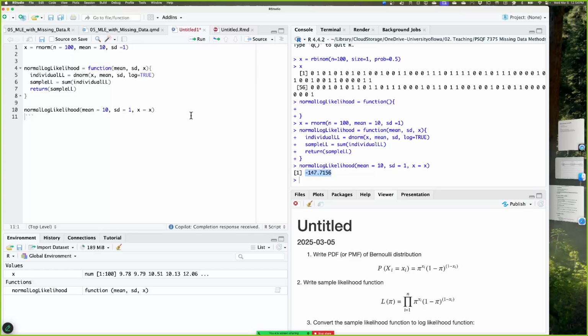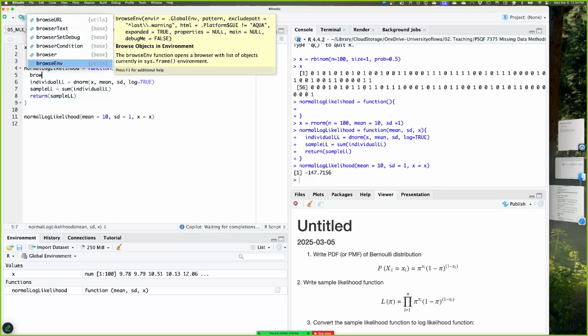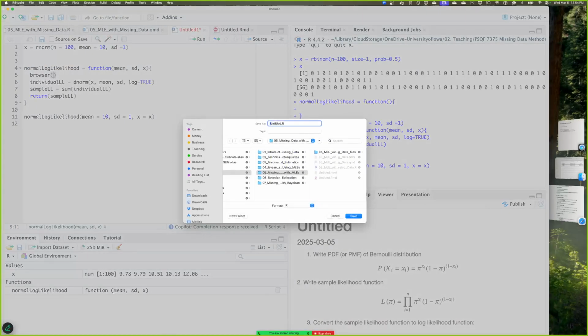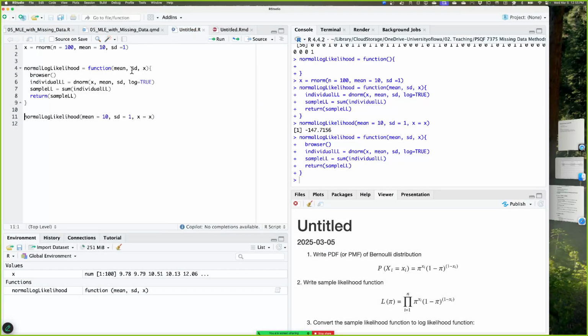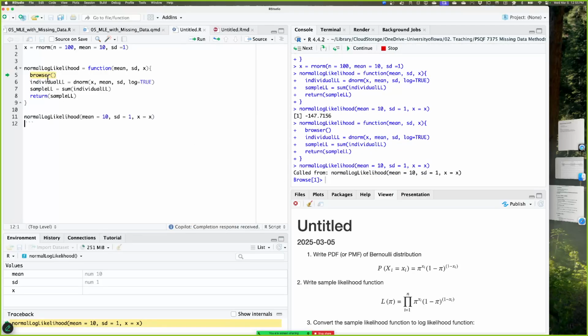And R has this other feature that I'm not going to teach you guys about how to use. Some of you know what I'm about to do, particularly if you work with me in my lab. But if you put the word browser in here, a browser function, and then you rerun the code for the function, saving it into the R environment. Now, when I run this, it actually pauses the execution of R as if we're in the function itself.